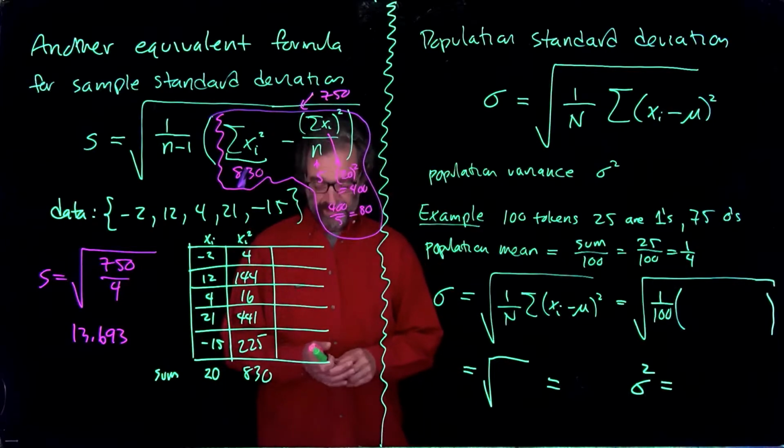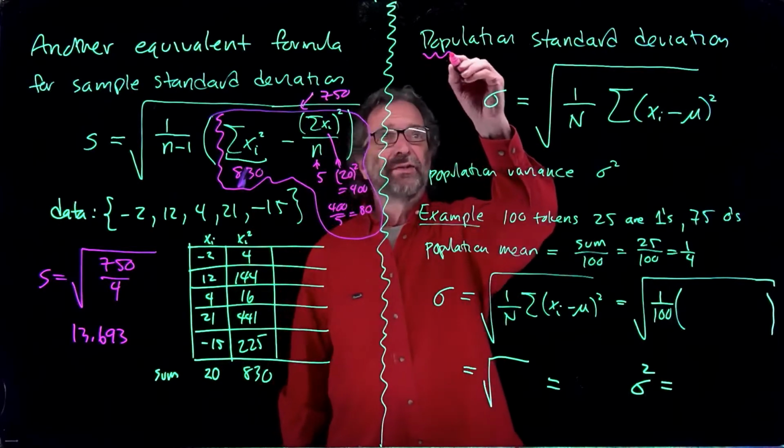So that ends sample standard deviation. Then we move over to population standard deviation.